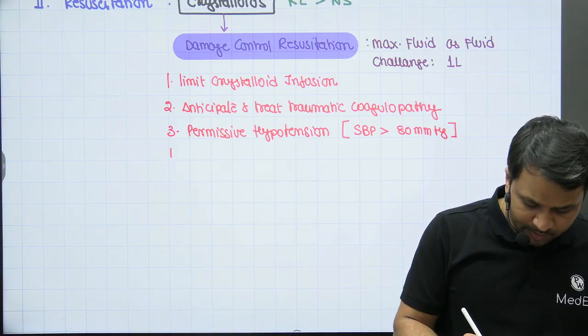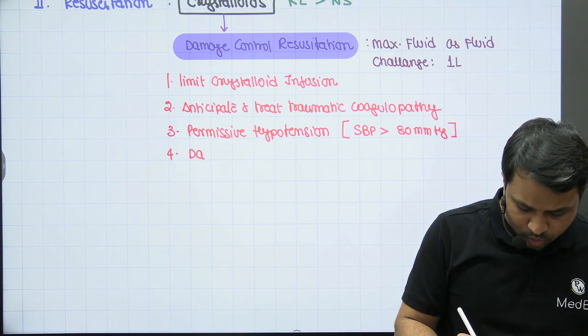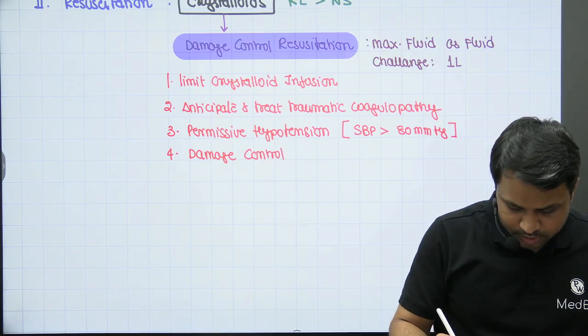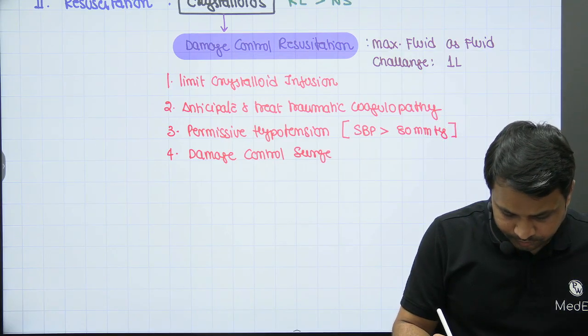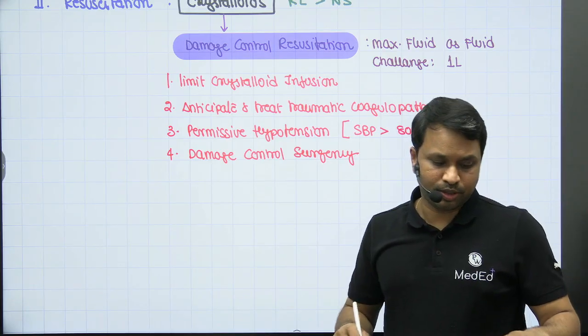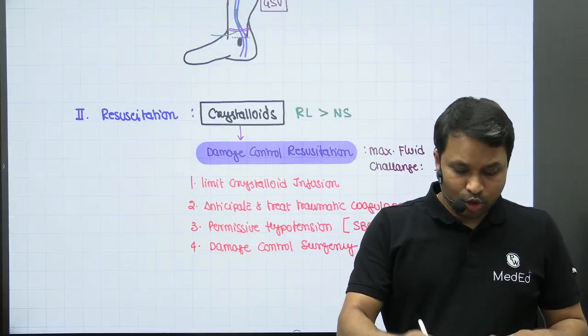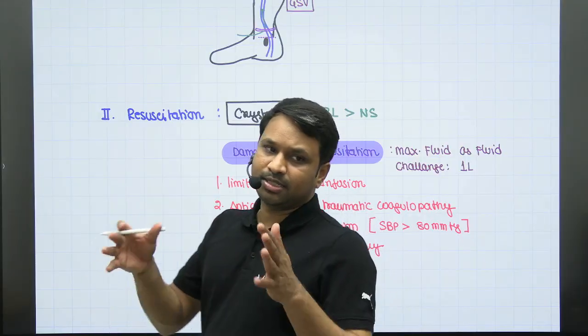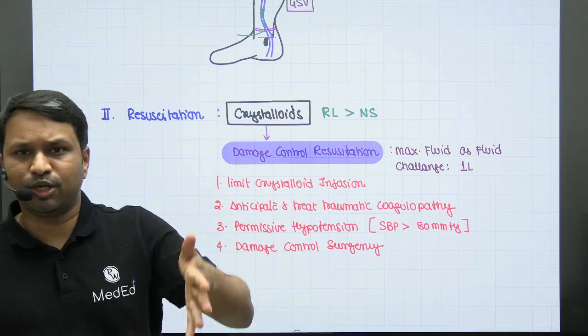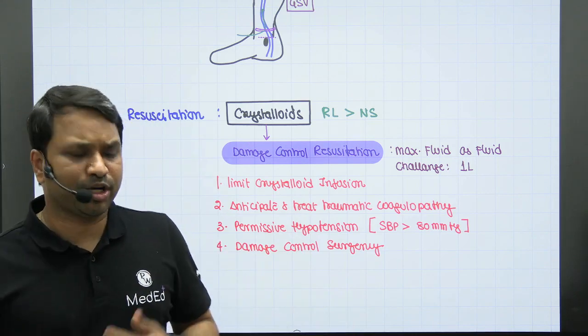And the last one, if the patient is still not responding, you have to go ahead with damage control surgery, right? So you have to secure the IV line and start the patient on your damage control resuscitation. Initially, you'll resuscitate with fluids. If the patient is not responding, you'll move forward.